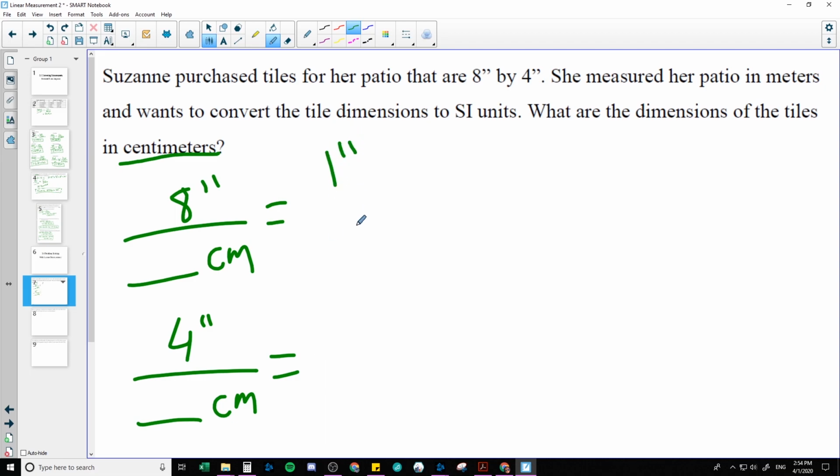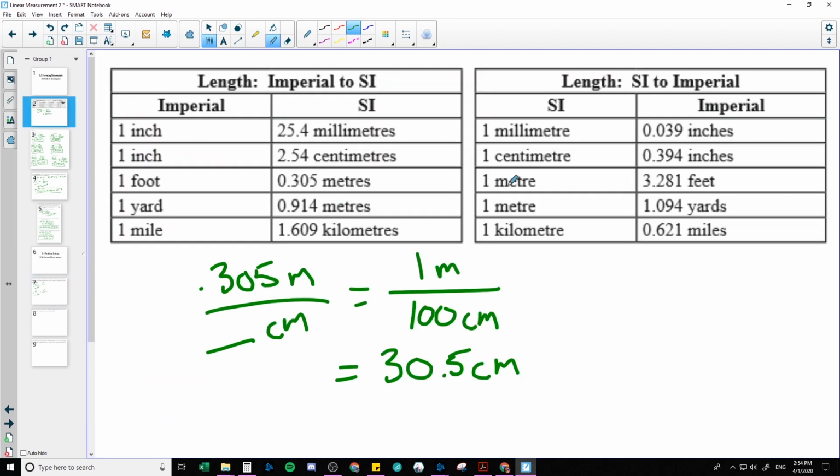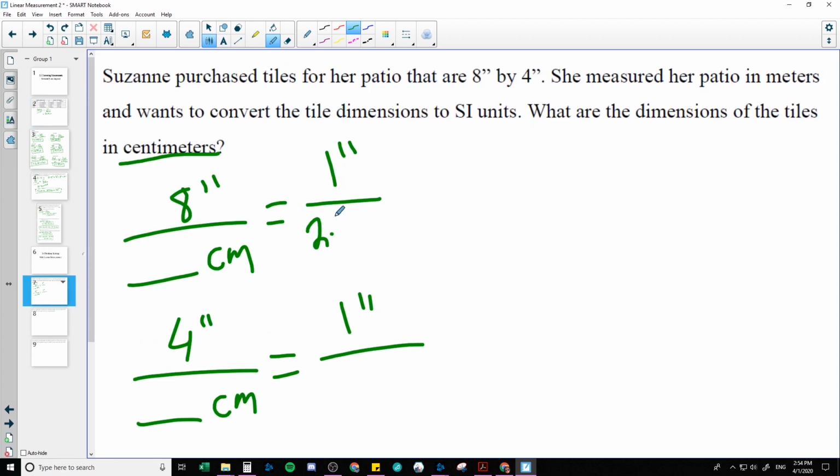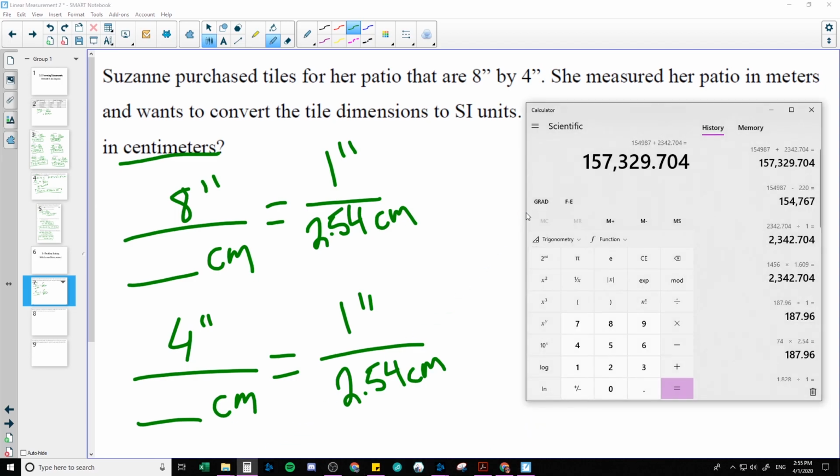So again, 1 inch is going to go on the top, and on the other side, I'm just doing them both at the same time because it's a lot easier for me just to write it all down and then plug it all into my calculator and do it really quickly that way. So let's take a look at our chart here because we need to know how many centimeters are in an inch. Well, an inch is 2.54 centimeters. So let's go back here, 2.54 centimeters. Write it on this one too. And let's pull up our calculator. Now we can calculate this easily.